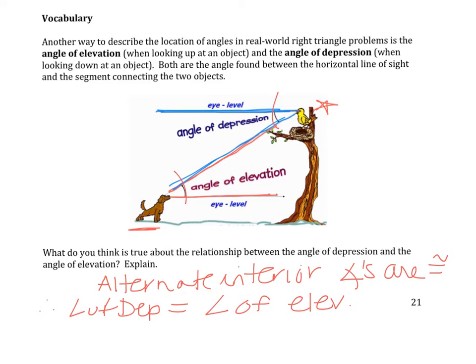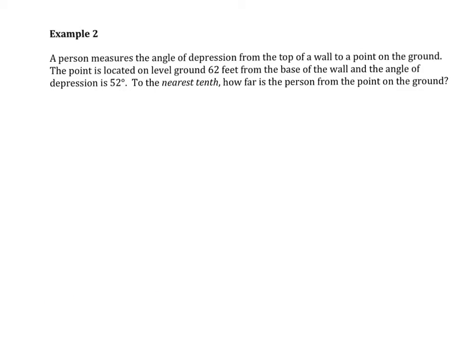Example 2. A person measures the angle of depression from the top of a wall to a point on the ground. The point is located on level ground 62 feet from the base of the wall and the angle of depression is 52 degrees. To the nearest tenth, how far is the person from the point on the ground?